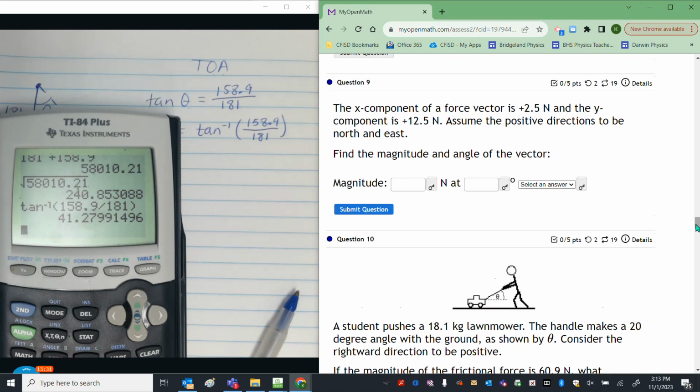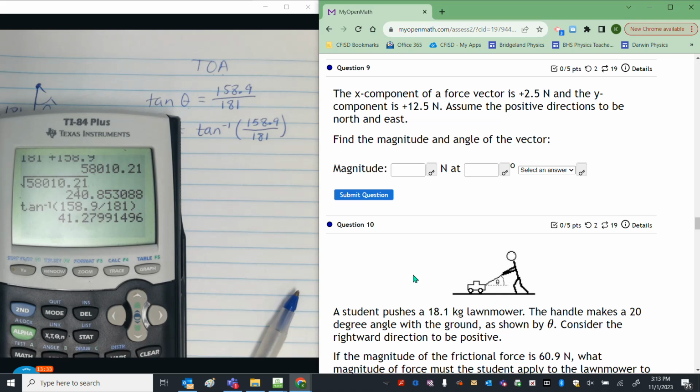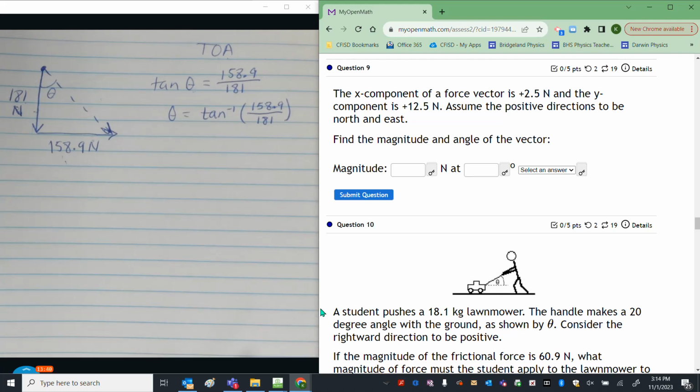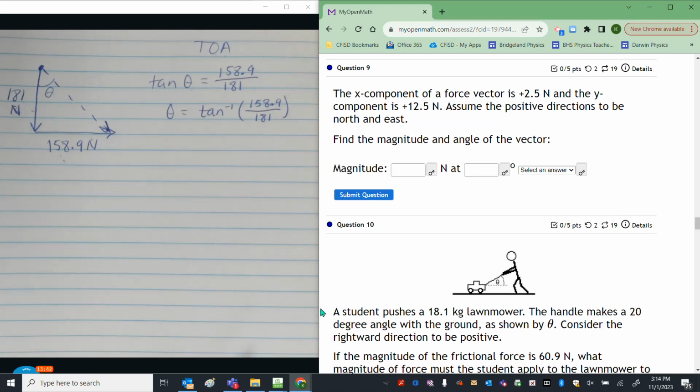Question number 9 says the x component of a force vector is positive 2.5 newtons. The y component is positive 12.5 newtons. Assume the positive to be north and east. Okay, so again, I have 2 vectors that are both in the positive direction.